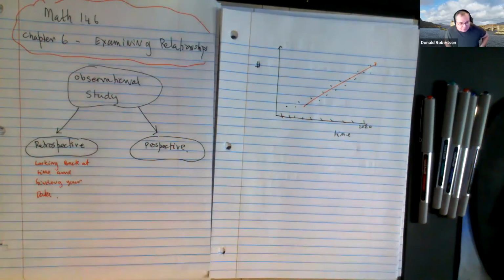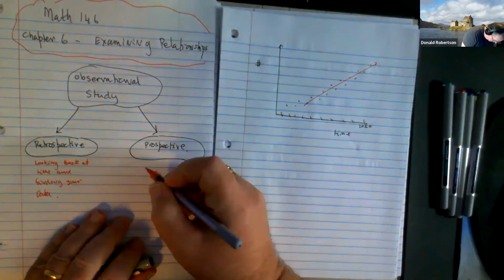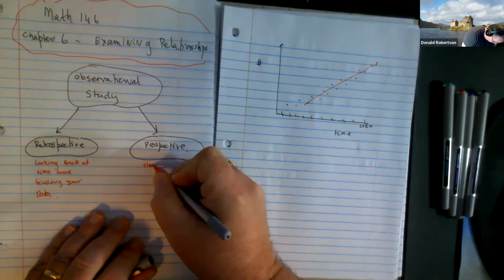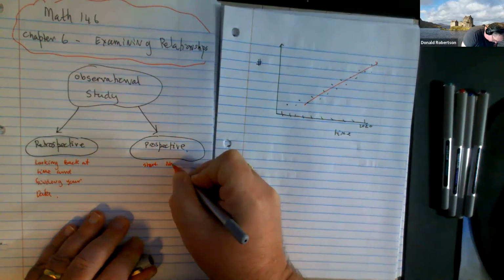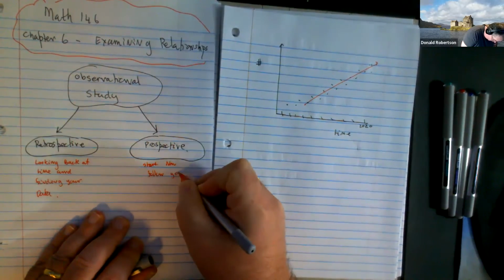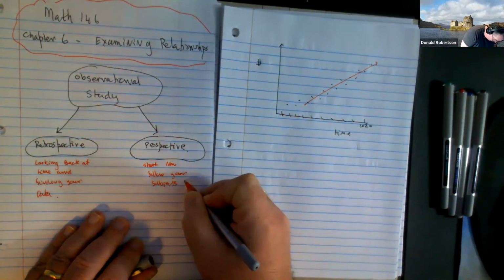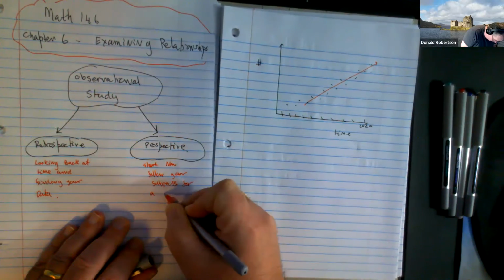So a retrospective study is, the thing has already happened, and you're just going back and collecting data. In a prospective study, you start now and you follow your subjects for a number of years.